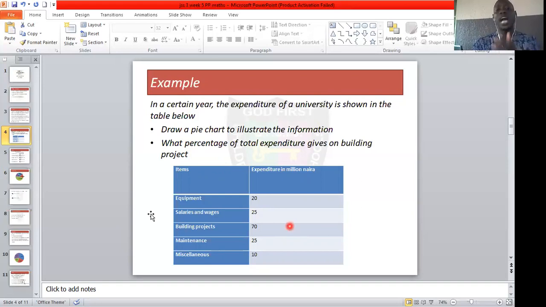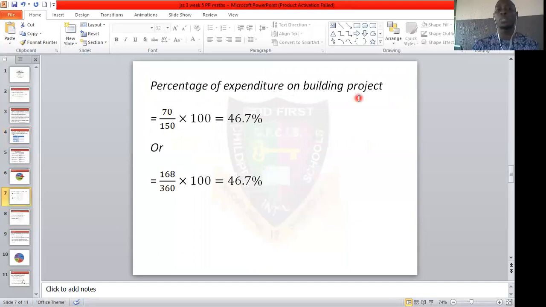You can either use the equipment figures to solve it, or use those in degrees. Get the percentage. It has to be multiplied by 100. So this is how to go about it. 70 million is our expenditure on the building project, divided by the total expenditure, 150, times 100 will give you 46.7%. I would like you to construct that.